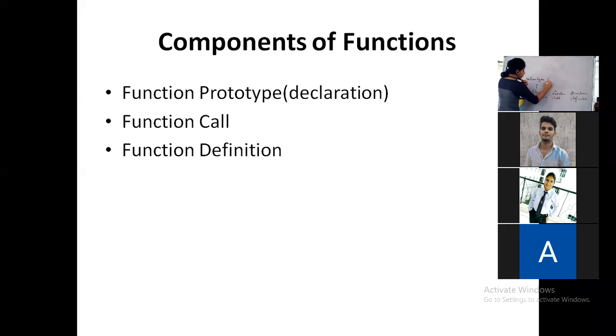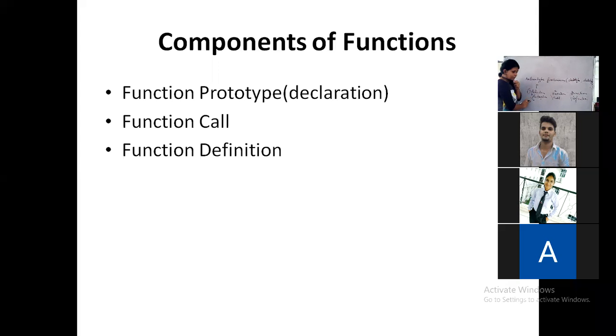Return type, function name, which obeys the rules of identifier, and then in the bracket the arguments. Argument list with parameters, and here we write the data type. Argument with the data type. The data type can be any number of times. And in the case of function declaration, we always end with the semicolon.